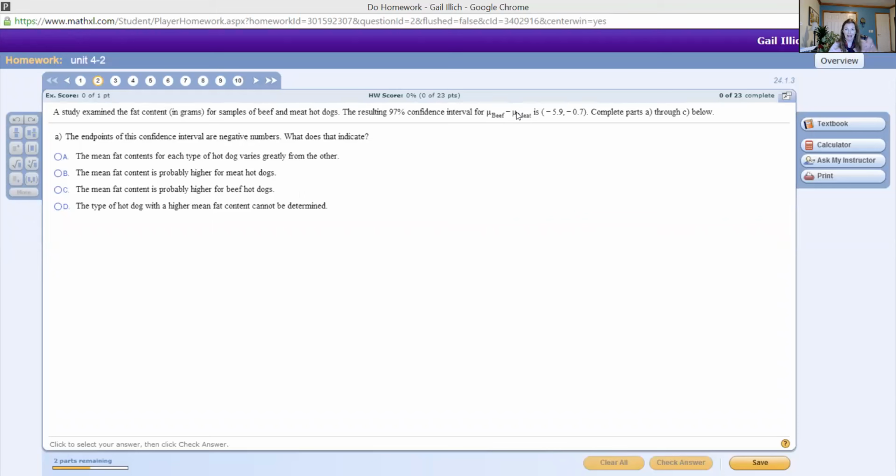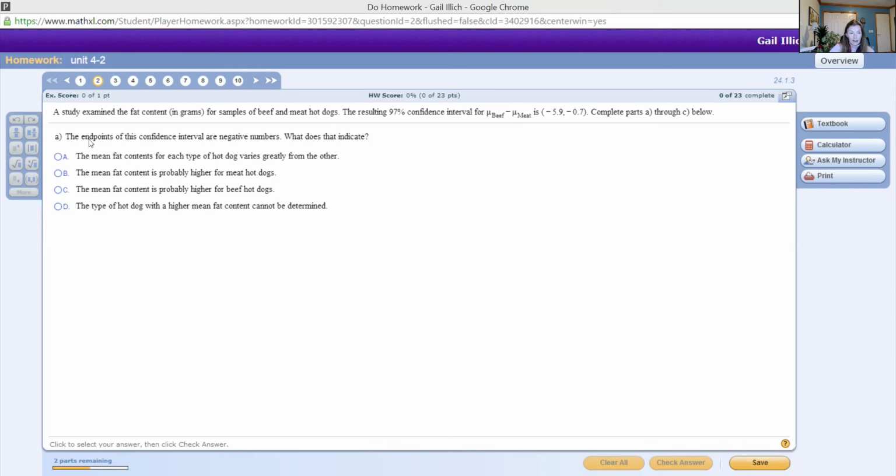So they take the mean of the beef hot dogs and they subtract it from the mean of the meat hot dogs, and then they create a confidence interval around that difference. And notice it's a negative on both sides. So that would have to mean, if you just think about it for a second without even looking at the question, a number minus another number to get negatives on both sides, this number must be larger. For example, if you did 3 minus 7, that would be negative. So it must be that the mean of the meat is larger than the mean fat content of the beef.